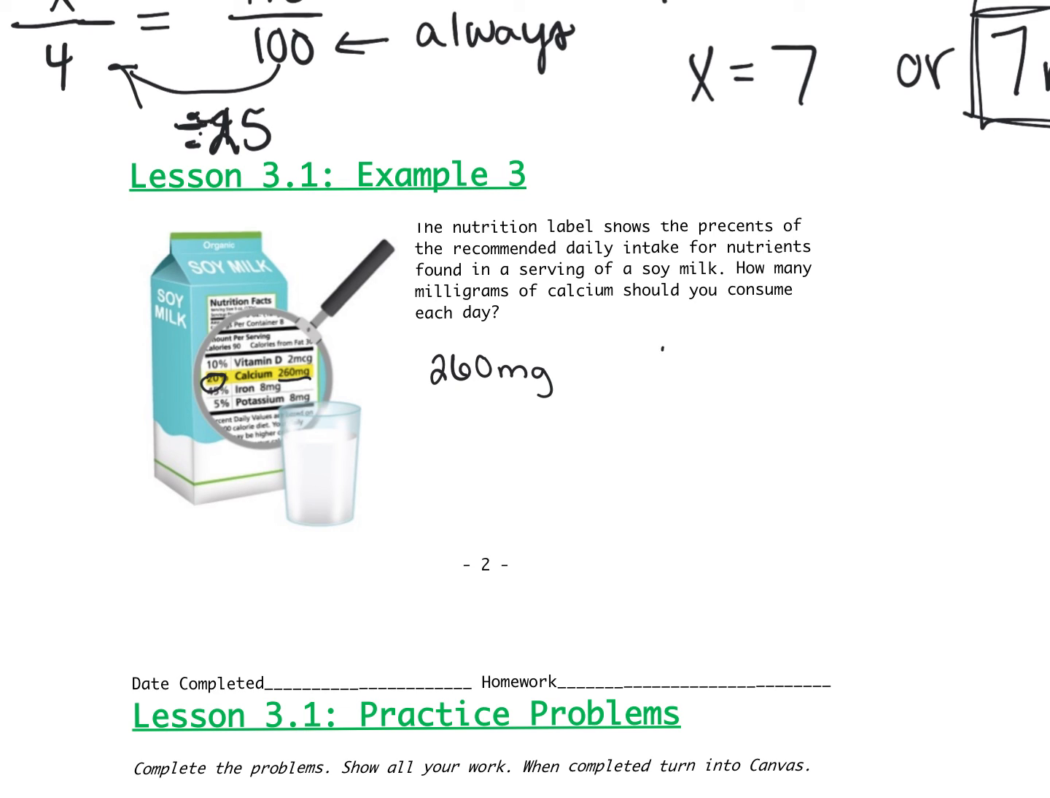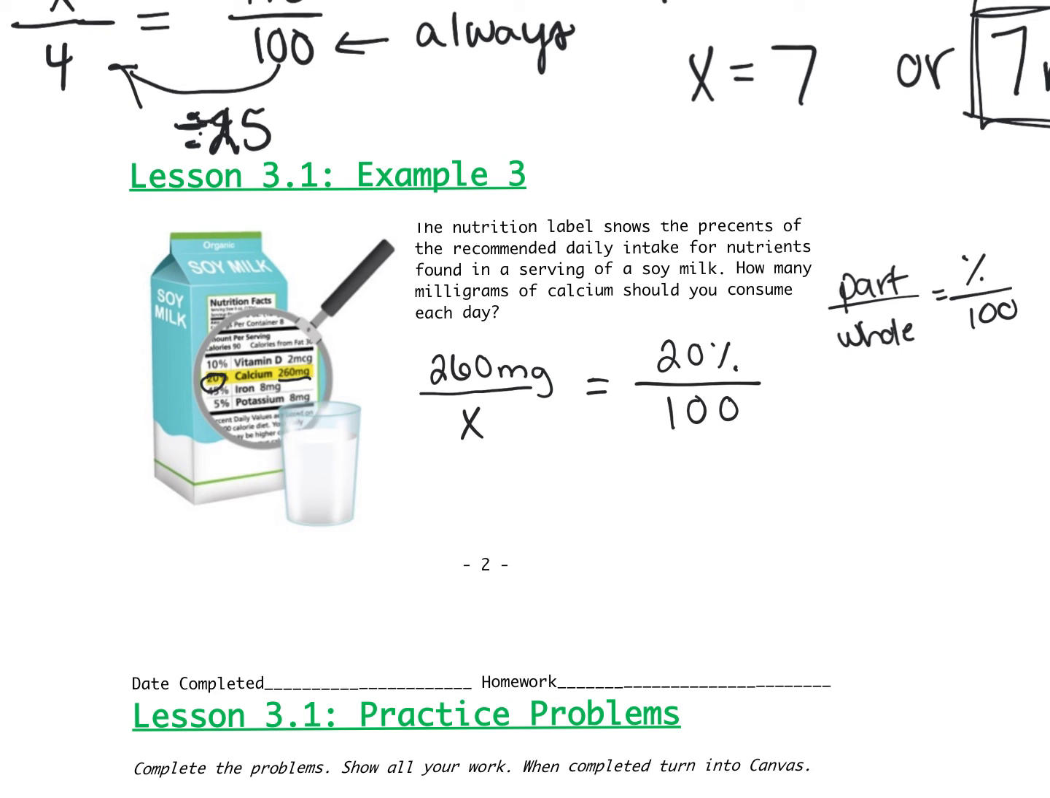So if 260 milligrams, our part is 20%. So we matched up our part. Remember, it's our part over our whole equals our percent over 100. Well, we know our percent is 20%, so we put 20 up there over 100. And we have our part because that's what's in the milk. 260 is in the milk. We want to know how much we need per day. Well, if this is 20% of 100, we want to know what that 100 is supposed to be.